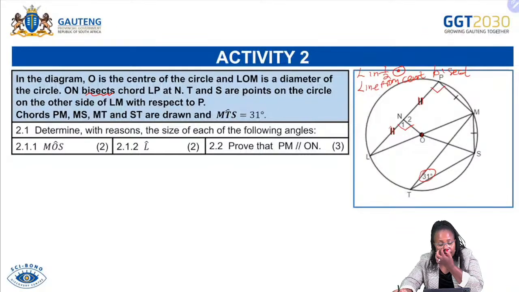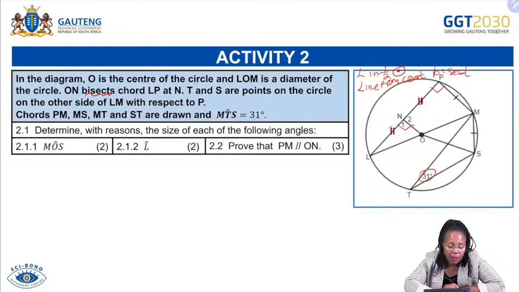Now, angle MTS is 31 degrees, given. That means it is written there on the diagram. And then determine with reason the size of the following angles. We are looking for angle MOS. If you look at this diagram, angle at the center is twice angle at the circumference. This is the center, this is the circumference angle.